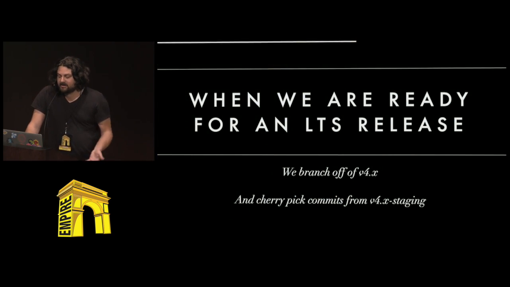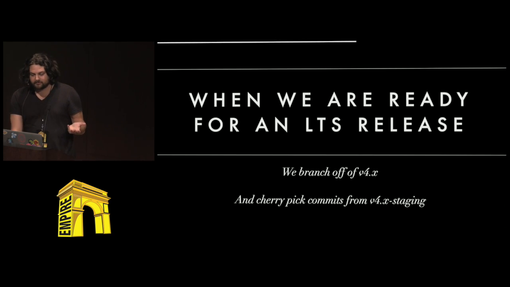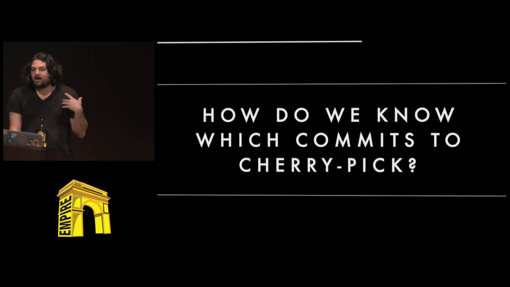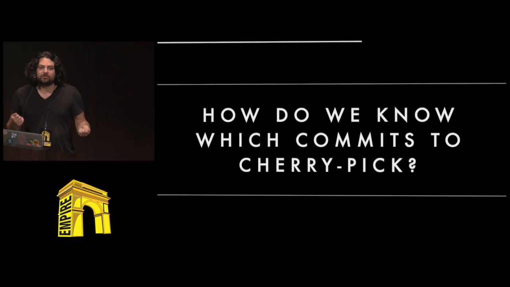When we're ready for an LTS release, we branch off of v4.x, and then we cherry pick commits from v4.x staging directly onto the branch that we've made. We do this using a couple different tools. So how do we know what to cherry pick? This is kind of a hard thing. You can use git diff, but git diff usually only works via SHA. So if you have two different release lines with slightly different trees, git diff isn't going to let you know, hey, this commit exists on master, but doesn't exist on v4.